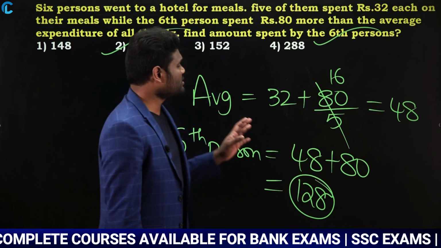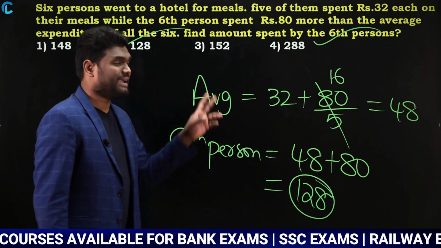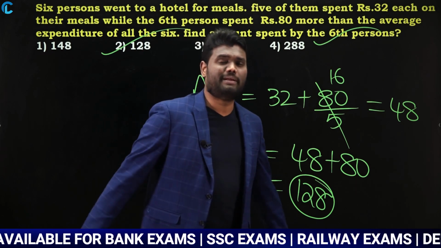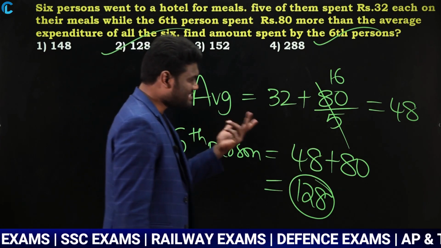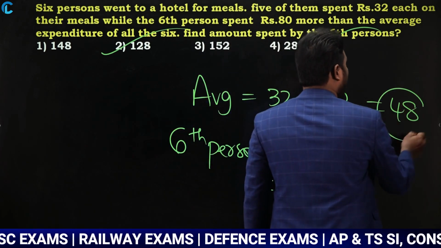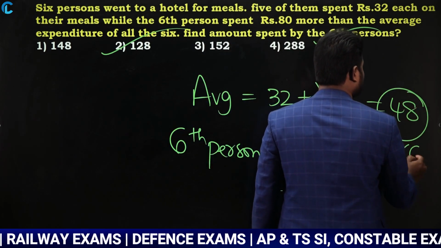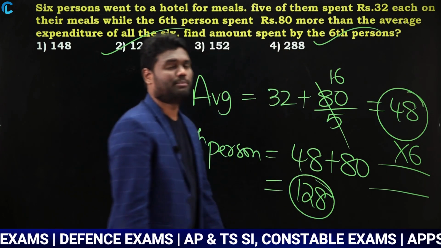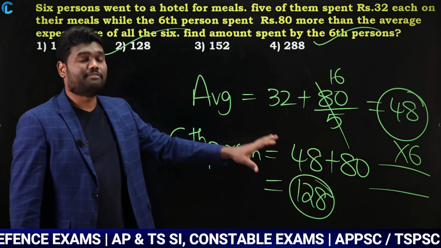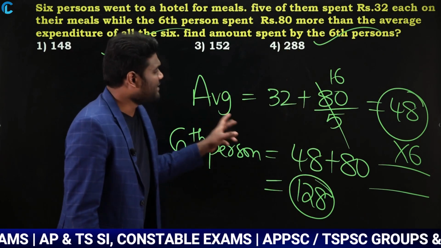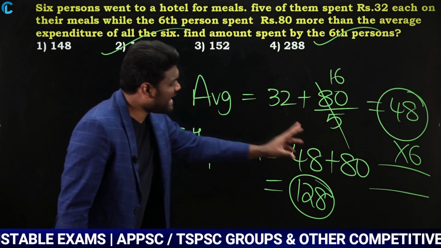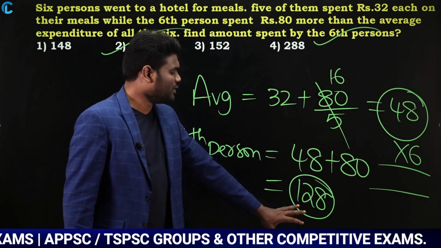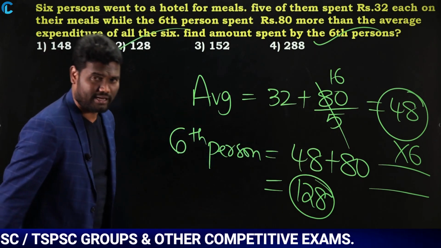Okay, so either the question will be like the amount spent by the 6th person, or the question will be like the total amount spent by them. So in either case you can get the answer. If it is like total amount spent, what will you do? Average is 48. How many persons are there? 6. Just multiply that, you will come to know the total expenditure. If they ask you the amount spent by the 6th person, if average is 48, now what happened for the 6th person? The 6th person has spent 80 rupees more. So 48 plus 80, we can say the answer is going to be 128.